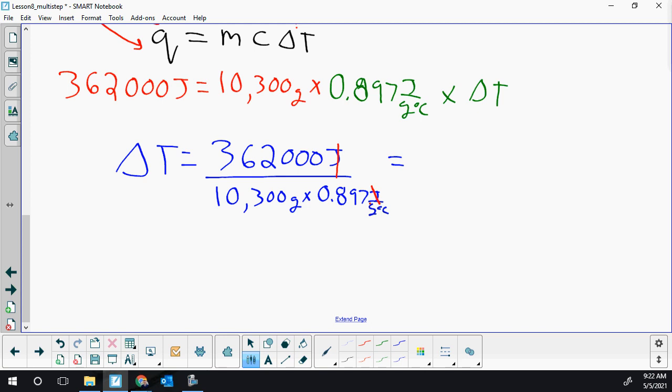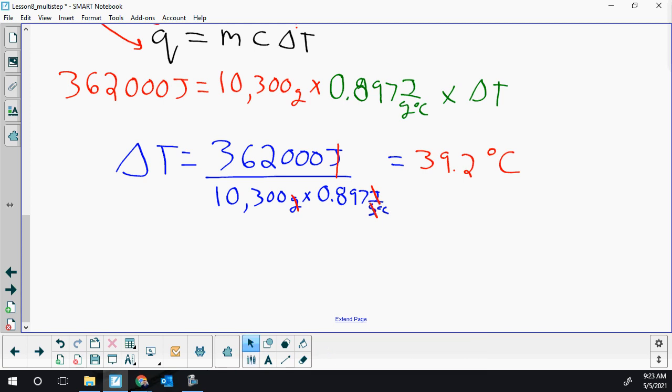Okay. I've been careful, so all my units are going to line up. Joules and joules, grams and grams. I'm left with degrees Celsius on the bottom of the bottom, inverse twice. So I just have degrees Celsius, and I got 39.2 degrees Celsius as my change in temperature.